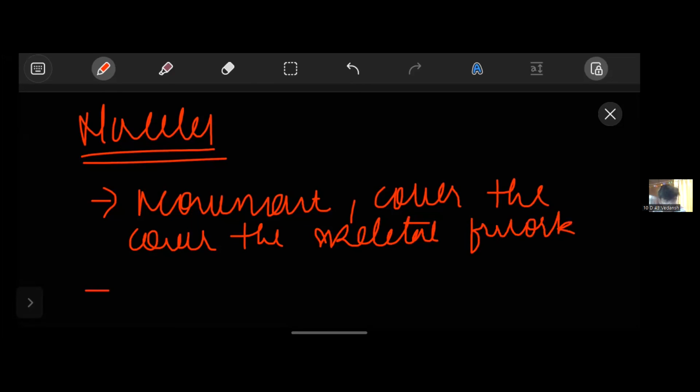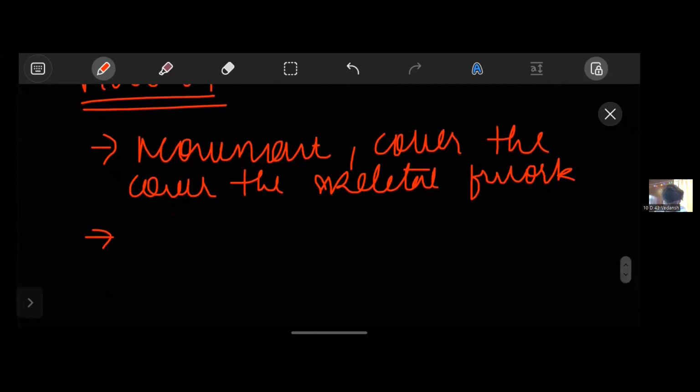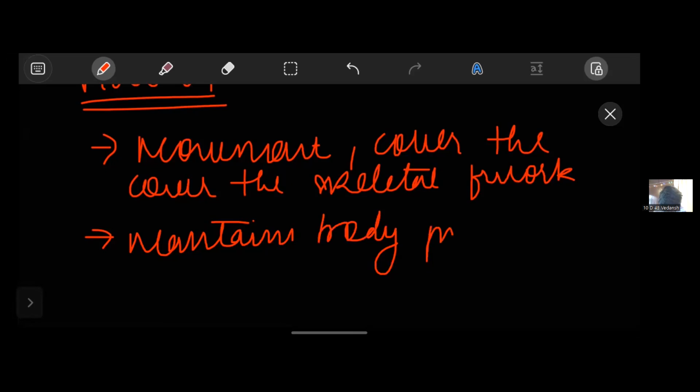Okay, then it also maintains body posture. Then let us talk about muscles a bit. It is a small thing, so it would just end in 5-10 minutes. I told you about the lever mechanism, so you don't need to worry about it. Now, let us read your book a bit.